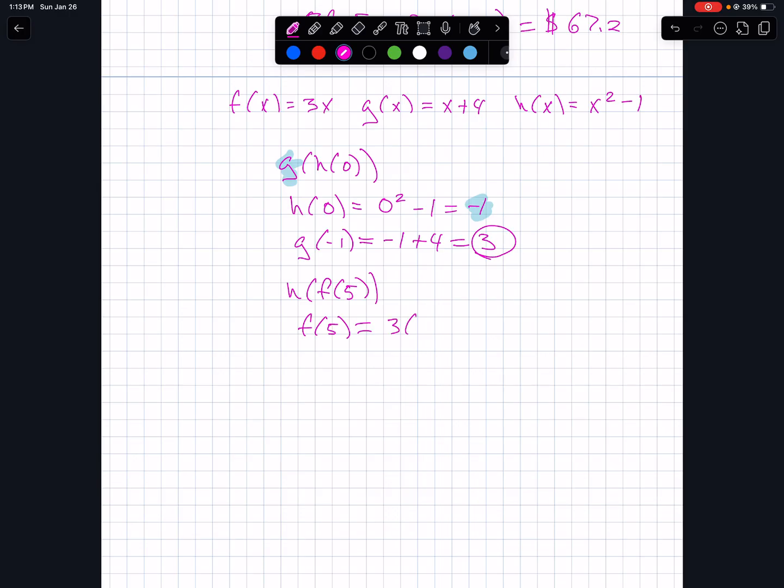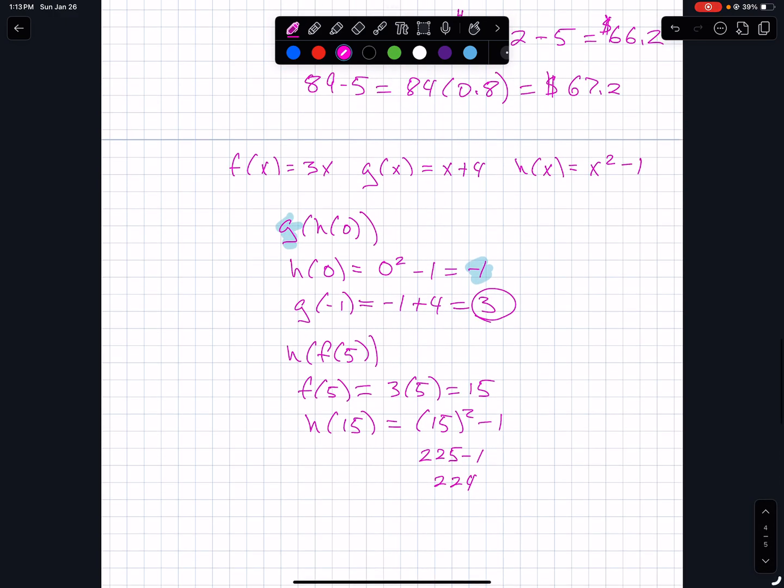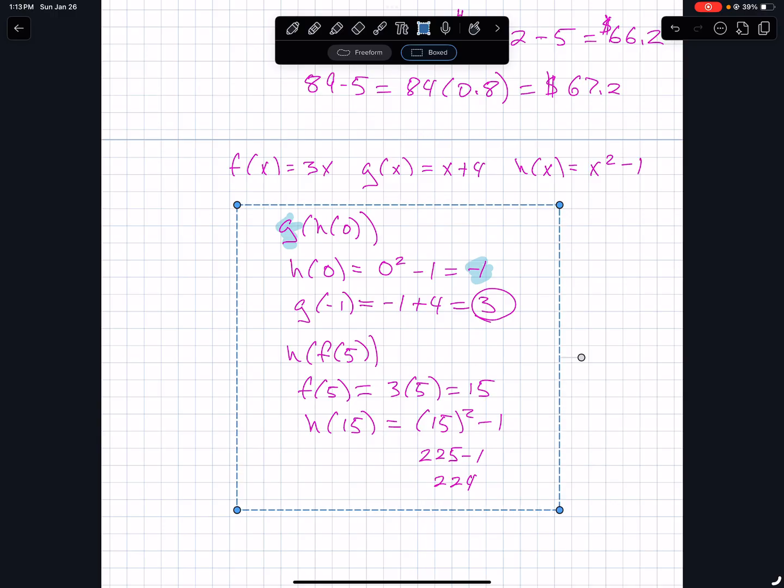So 3 times 5 is 15, that's f of 5. And then we want to do h of 15, which equals 15 squared minus 1. So we're taking that 15 and plugging it in right there. 15 squared minus 1 is 225 minus 1, which is 224. Got it. That's it.